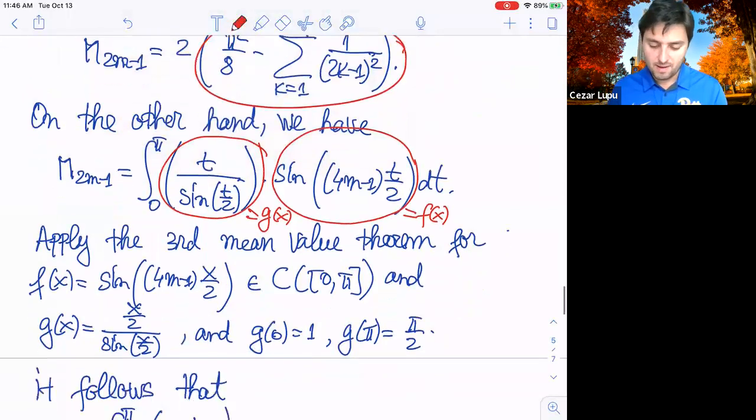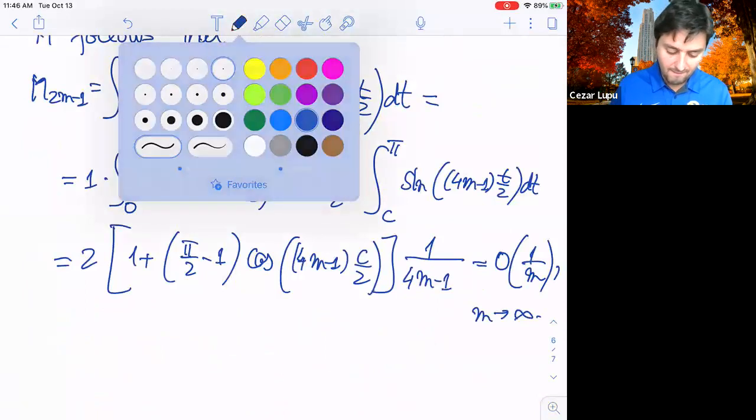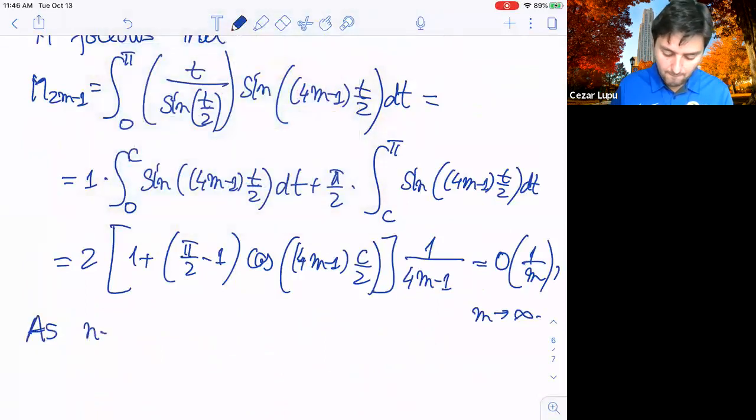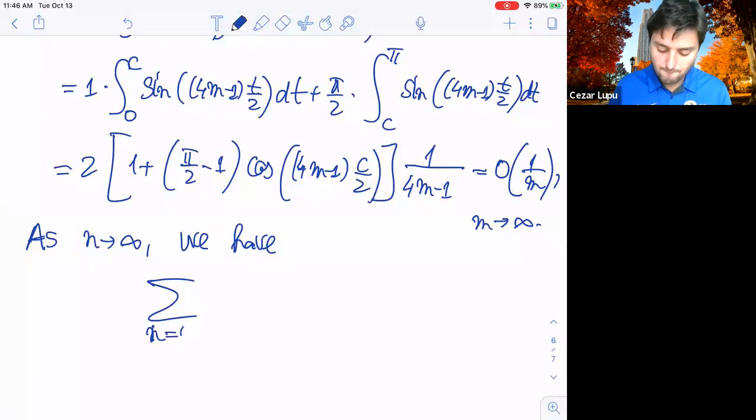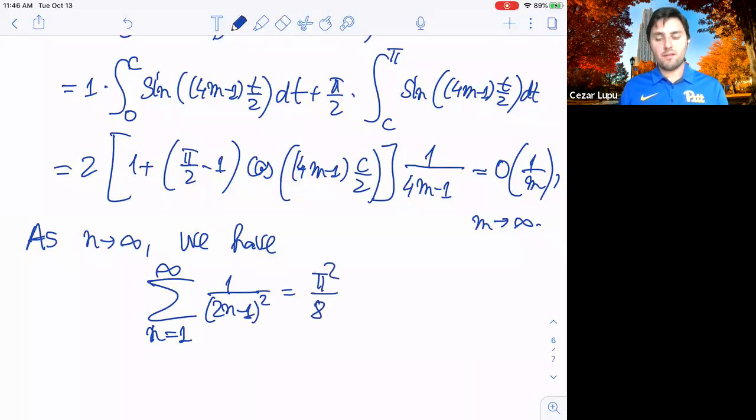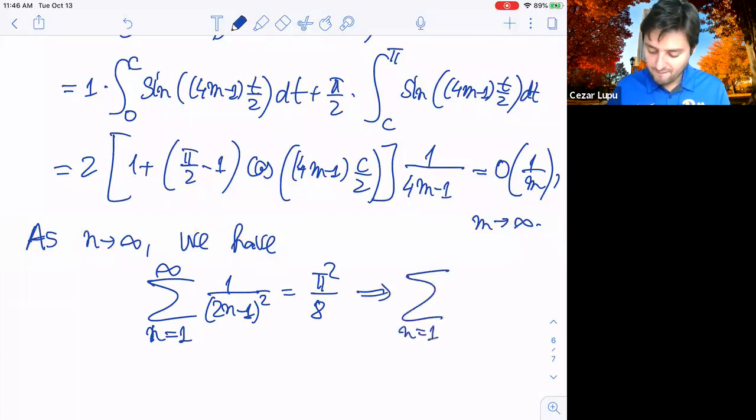So as n approaches infinity, we can say that this series of 1 over 2n minus 1 squared is pi squared over 8. But from here, I'll leave this to you. It will follow immediately that this sum of 1 over n squared is pi squared over 6. All right, so that's the first proof.